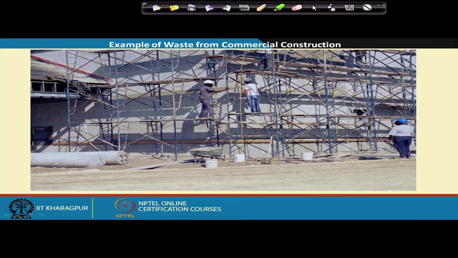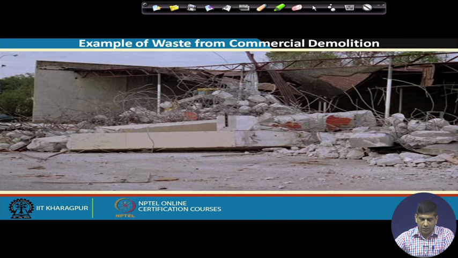So this is another picture from the commercial site. As you can see from the commercial site, where construction is going on, you will generate different types of waste, and then that needs to be collected and needs to be treated. Example of waste from the commercial demolition.